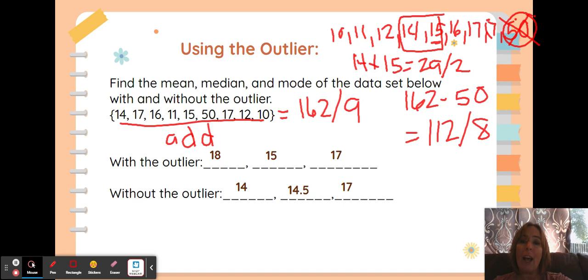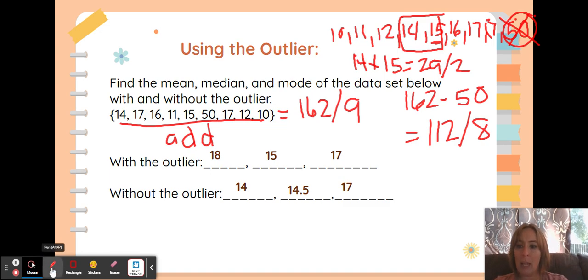Can you see how the outlier changed it? 18 and 14 are 4 data values apart. 15 and 14.5 aren't that far apart, so it didn't really change it. But boy, did it change it with the mean.